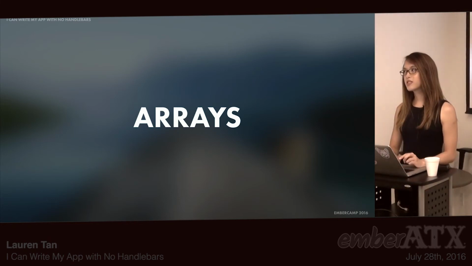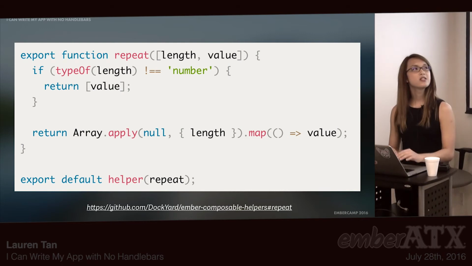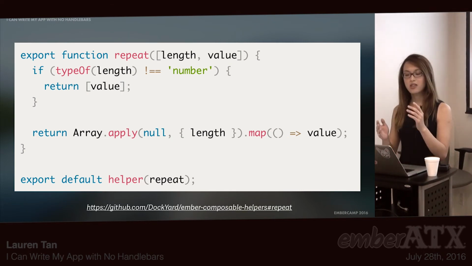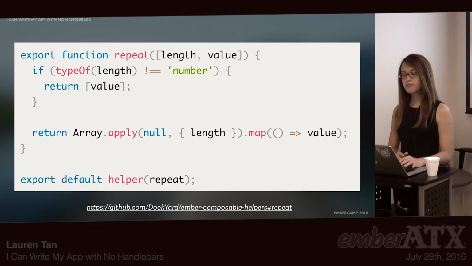But it gets a little bit more exciting when your helper returns an array. Here is an example of a repeat helper where you can pass the helper some value and it will just repeat it however many times you want. And the code might look a bit complicated, but it's actually really simple. It's creating an array with the length that you pass into it. So in this case, maybe I say I want to repeat foo 3 times. It will create an array of length 3, and then it'll map over that array and give you a new array back containing 3 foos.